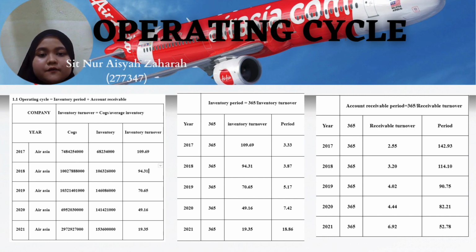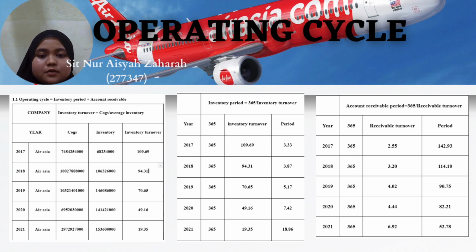So for the inventory period, for 2017 we got 3.33, and then 2018 they got 3.87, 2019 got 5.17, 2020 got 7.42, 2021 got 18.86.